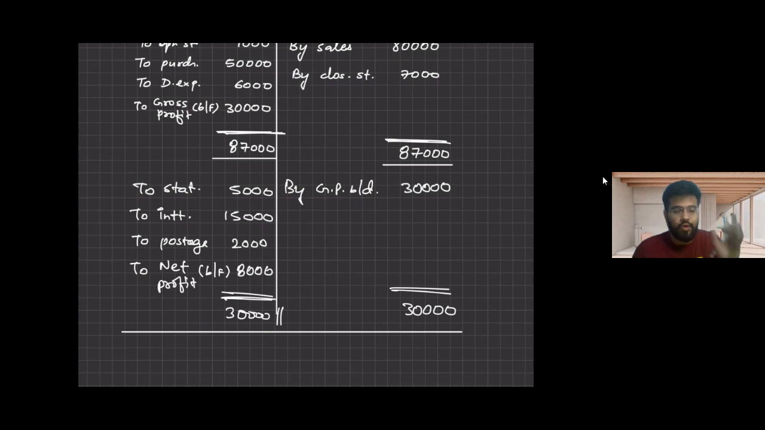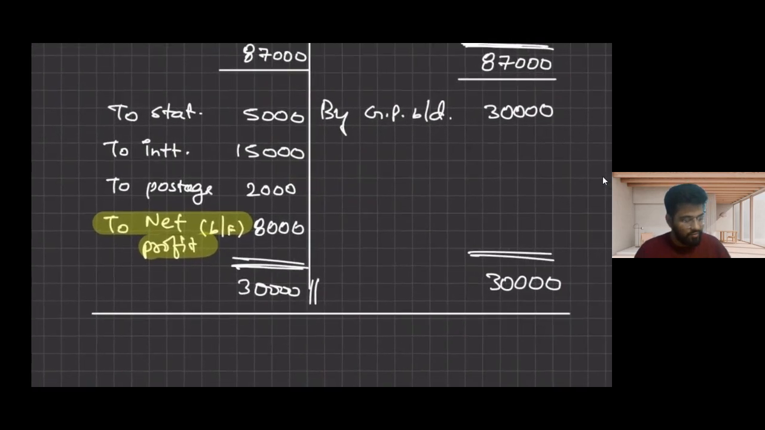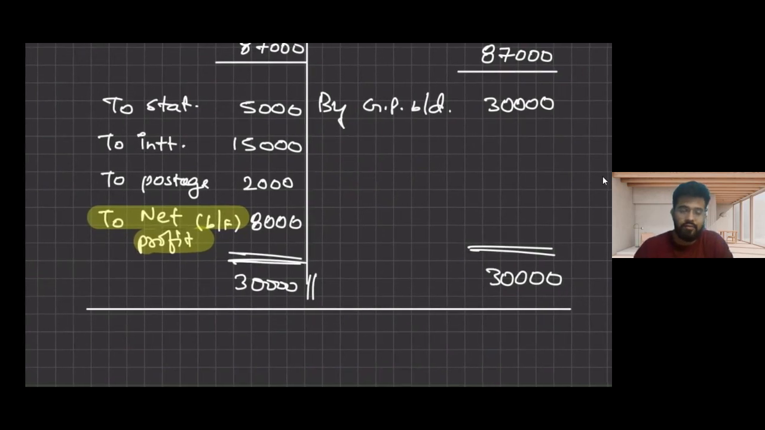Now, my question to all of you: can you tell me what we write here exactly? To net profit, and there is one line more which we write over here. What is that line? Can any one of you tell me? We write it to net profit dash and 8,000. What is that line?